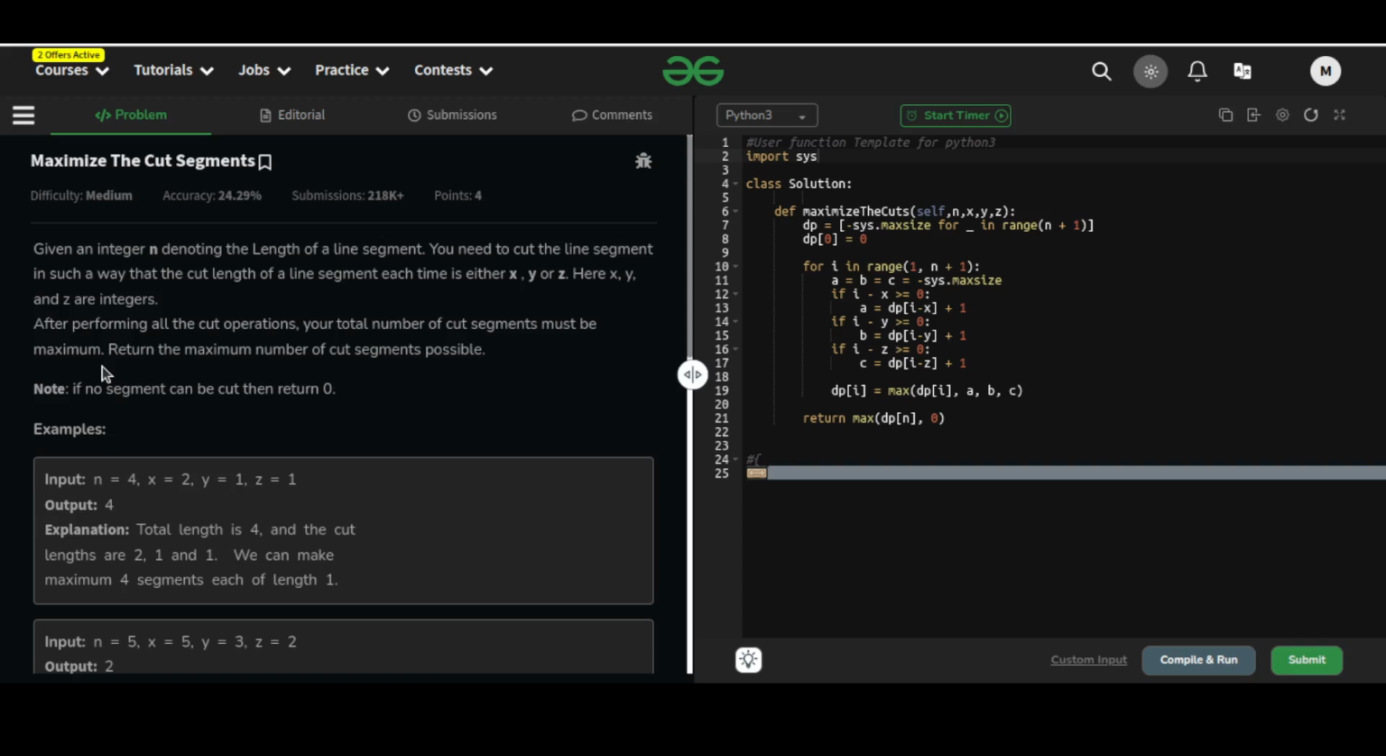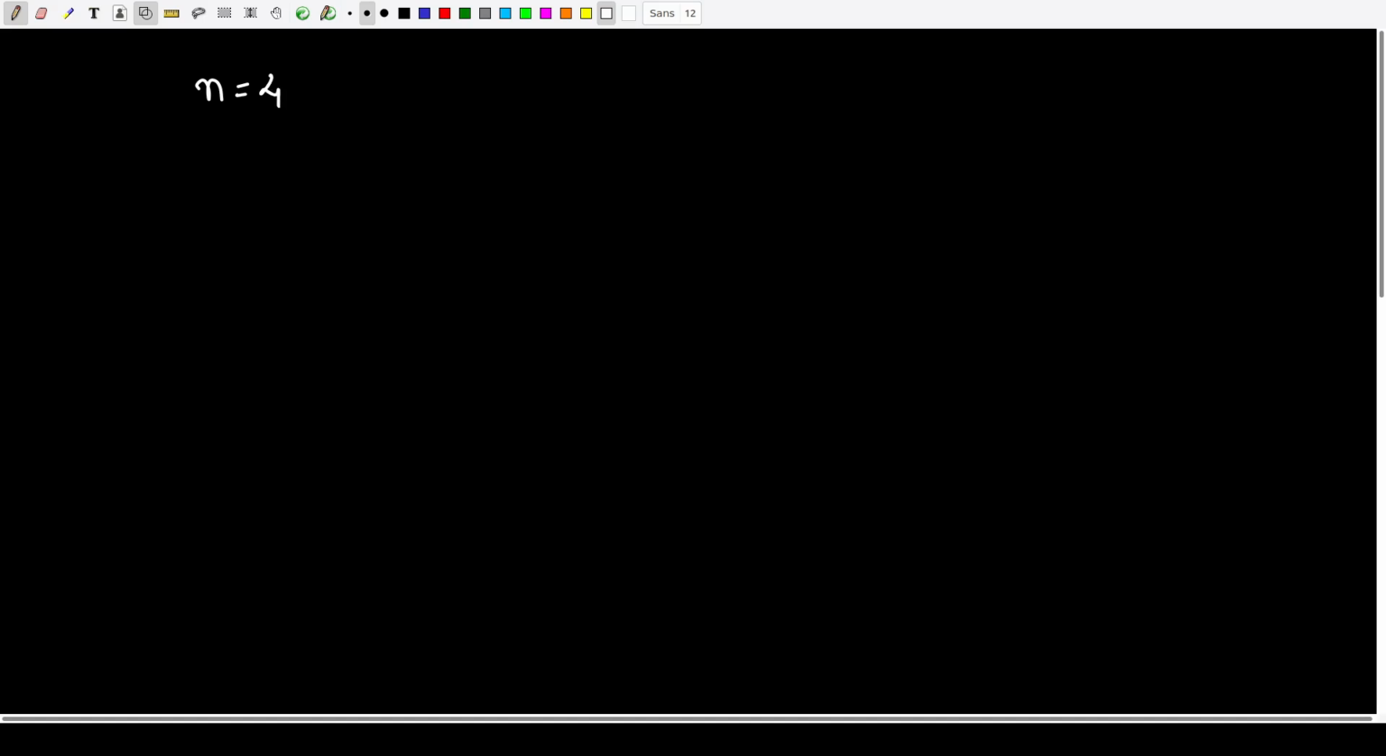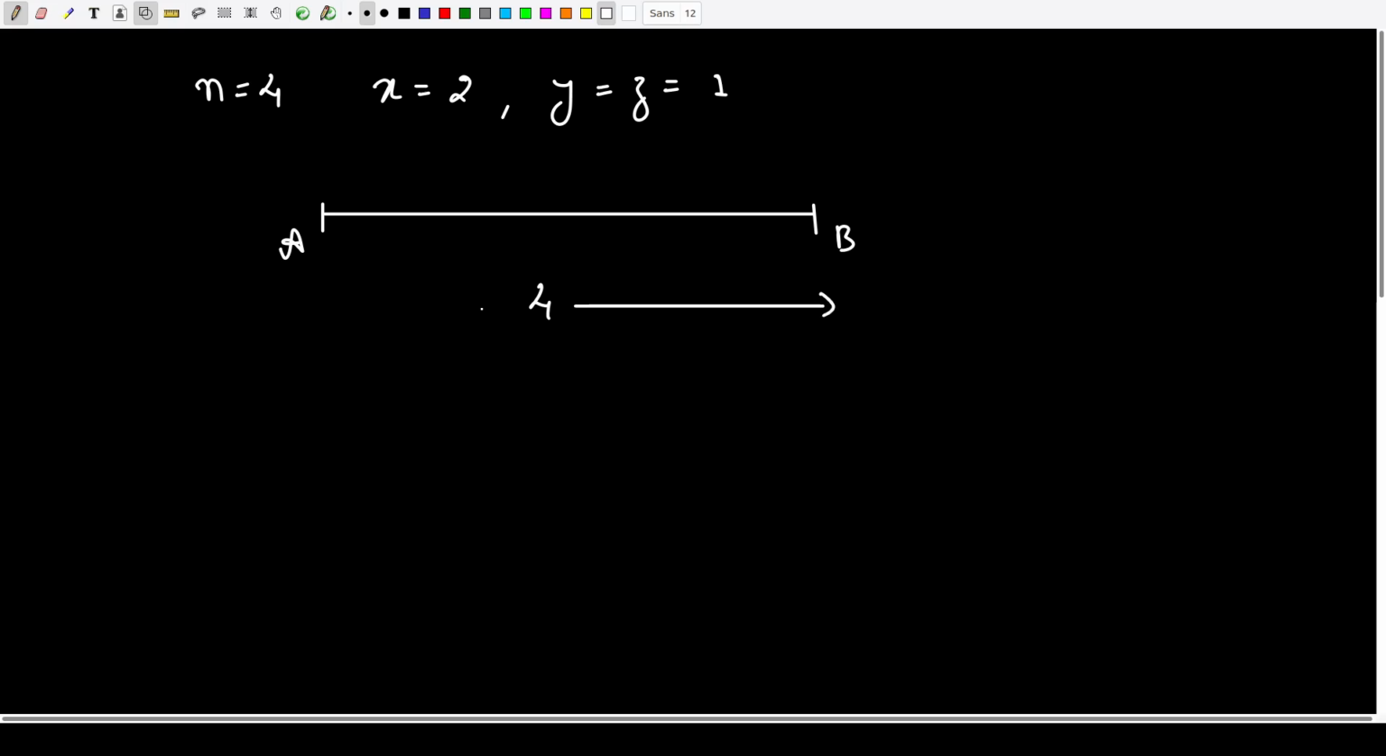So let us try to understand this problem with the help of an example. Let us say the value of n which is given to us is 4, and the value of x is 2, and y and z equal 1. In this case, the line segment of length 4 can be cut into 4 line segments, each of 1 unit. So this is my line segment 1, this is my line segment 2, 3 and 4. And that is why for this case we are going to return 4.